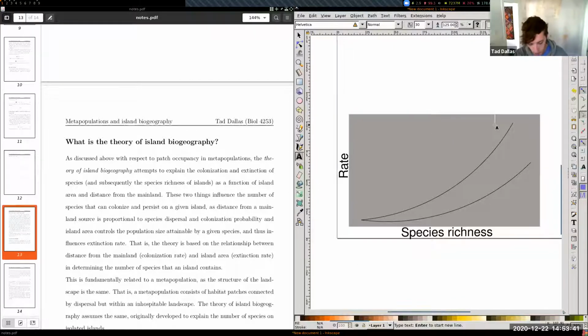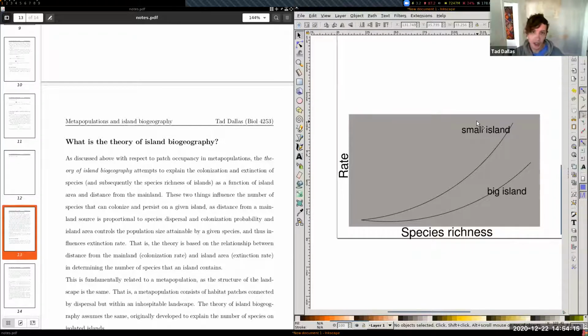So that relationship between extinction rate and species richness is for small islands. This relationship is flatter for big islands. So now we have small island, we have big island. So that is the island area effect.